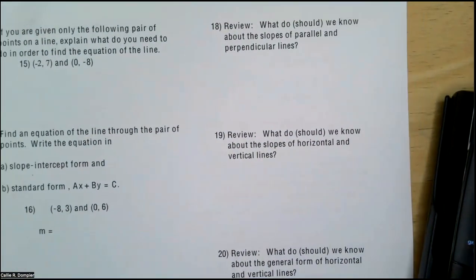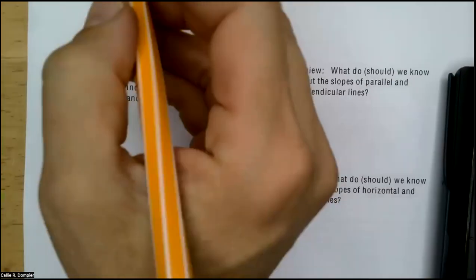If you are given only 2 points on a line, what do you need to do in order to find the equation of the line? You're going to use the slope formula.